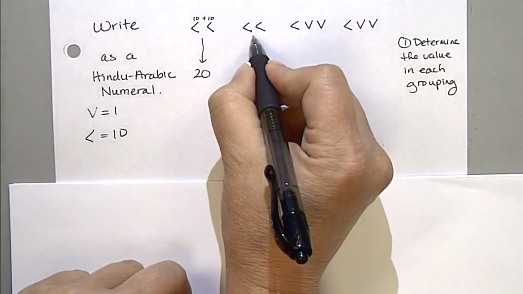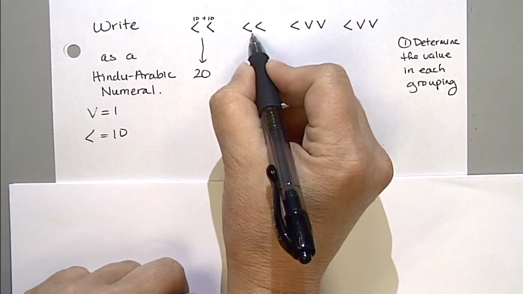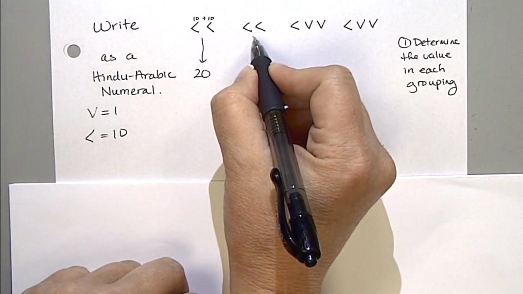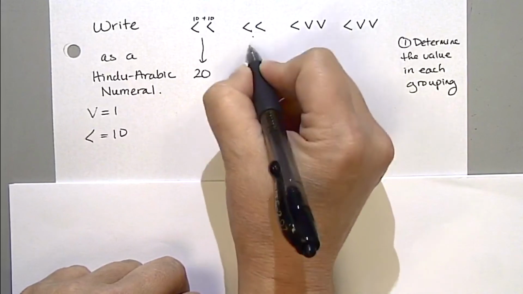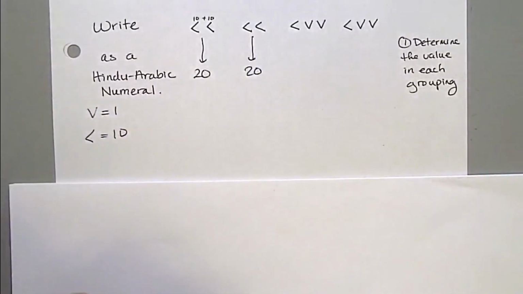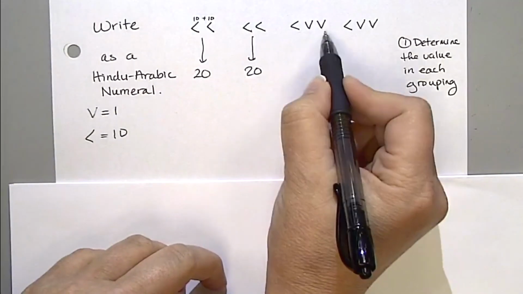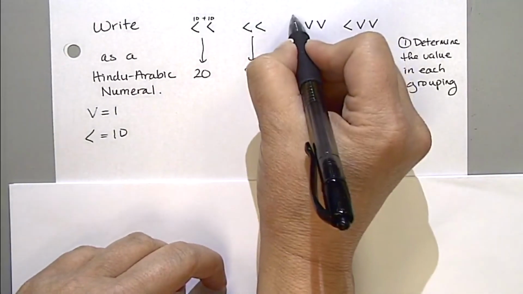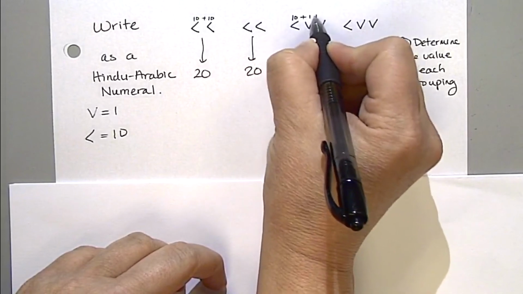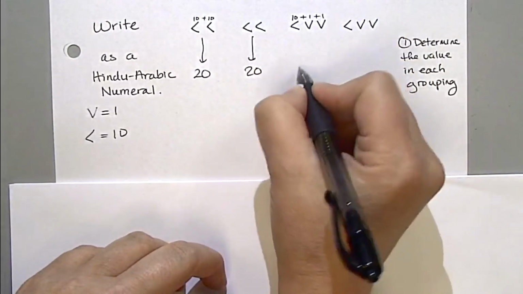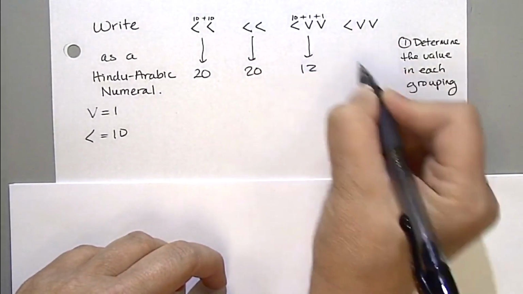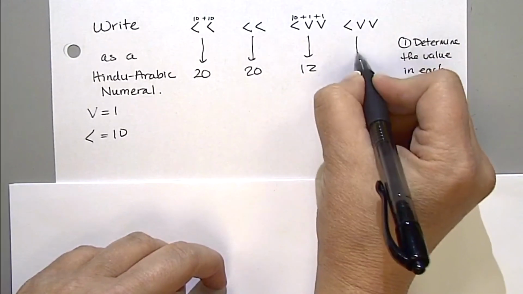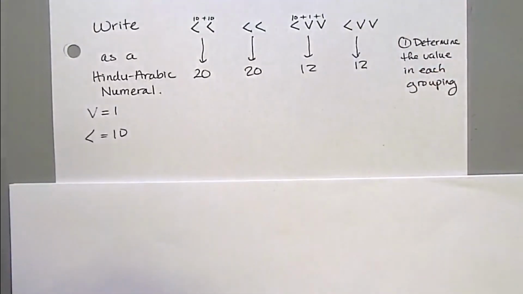So how much is in the next group? Yeah, also 20. So we also have a 20 here. Okay, how about this third grouping? 12 is correct because we have a 10 plus a 1 plus a 1. So we have 12 altogether here. And then another 12 because it's the same set of symbols. Any difficulty figuring out how much was in each grouping?